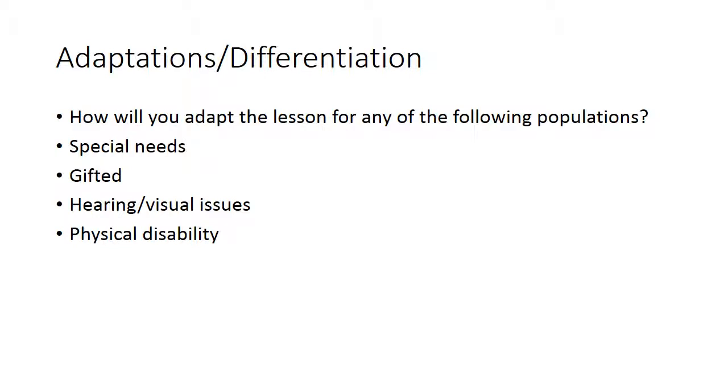You need to consider adaptations or differentiation for your lesson. And when you consider differentiation, you're actually considering how will you adapt your lesson for any of the following populations. Students with special learning needs, for example, students with reading disabilities. Gifted students, students who are advanced and already may understand or cognitively have mastered the content. Students with hearing or visual issues or other types of physical handicaps or disabilities.